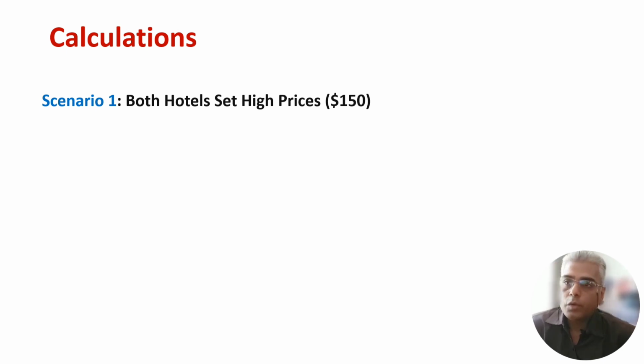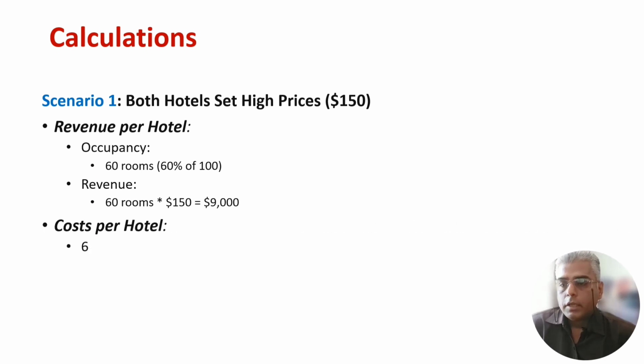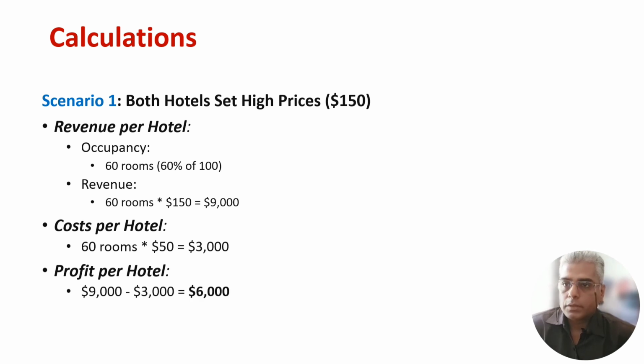So the first scenario would be wherein both the hotels set higher prices, like high prices of $150. In terms of the revenue per hotel, the occupancy in this case would be 60%, that is 60 rooms. So the revenue would come to 60 multiplied by $150, that is $9,000. In terms of the costs, 60 rooms would incur a cost of $3,000 at $50 per room. And the profit would come to 9,000 minus 3,000, that is $6,000 for both the hotels. So both hotels set high prices and both hotels make a profit of $6,000.